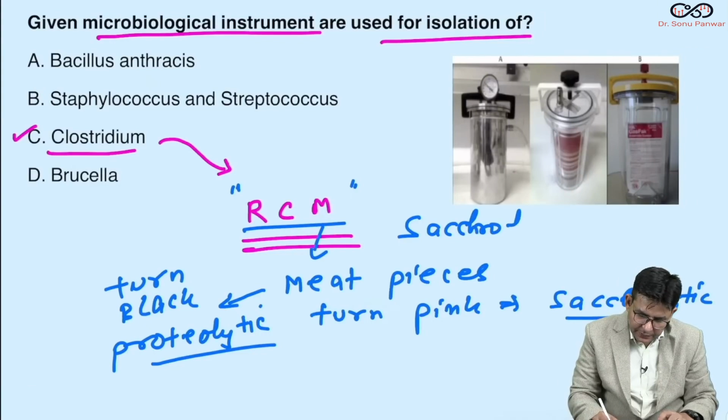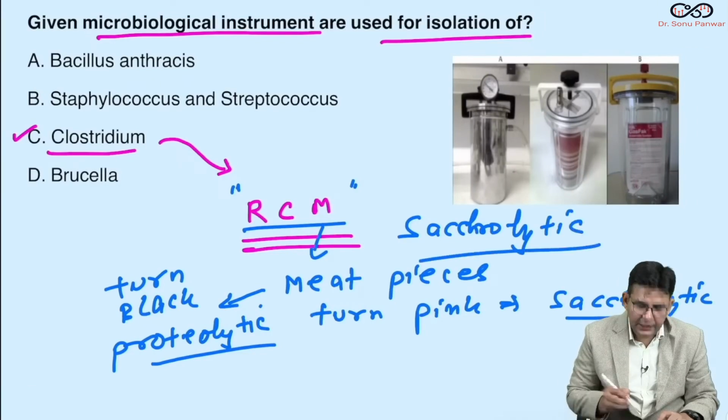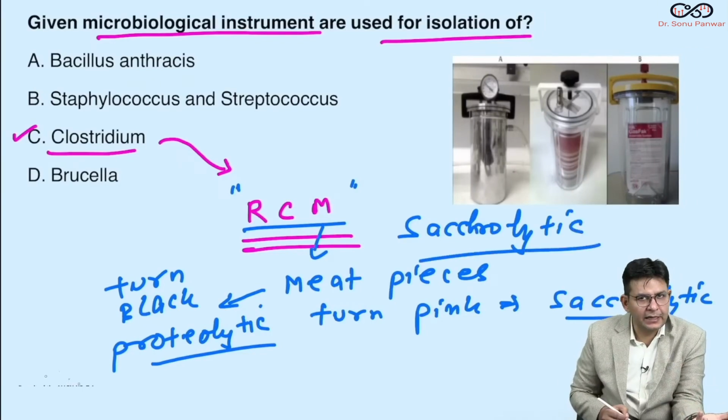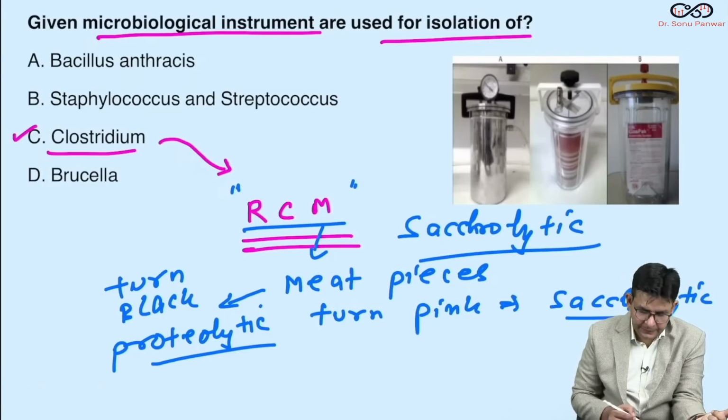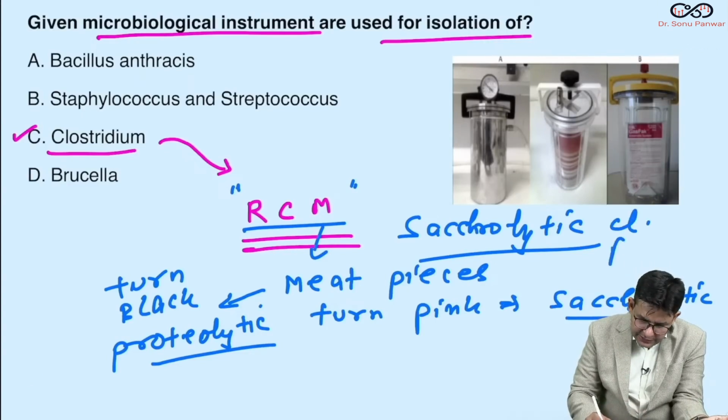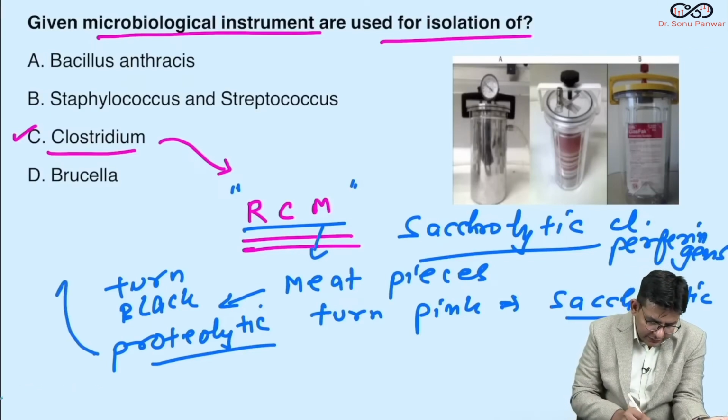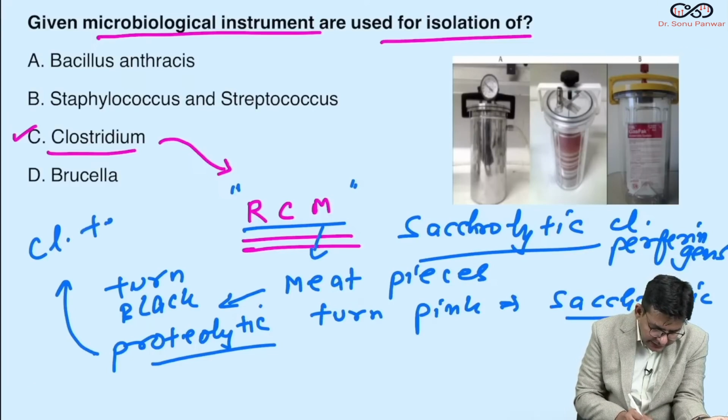What is the meaning of saccharolytic? Those which use the saccharides are termed saccharolytic. Those which use the proteins are termed proteolytic. So saccharolytic is Clostridium perfringens. If you take an example, Clostridium perfringens is a saccharolytic one, and the proteolytic one is Clostridium tetani. So that is Clostridium tetani.